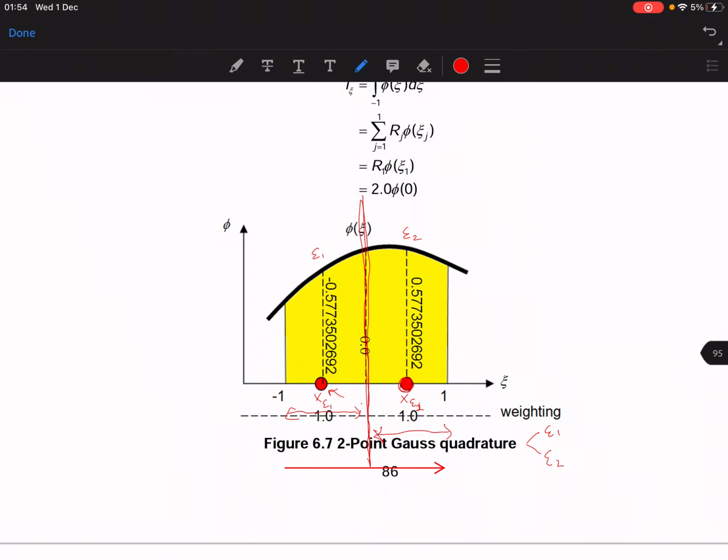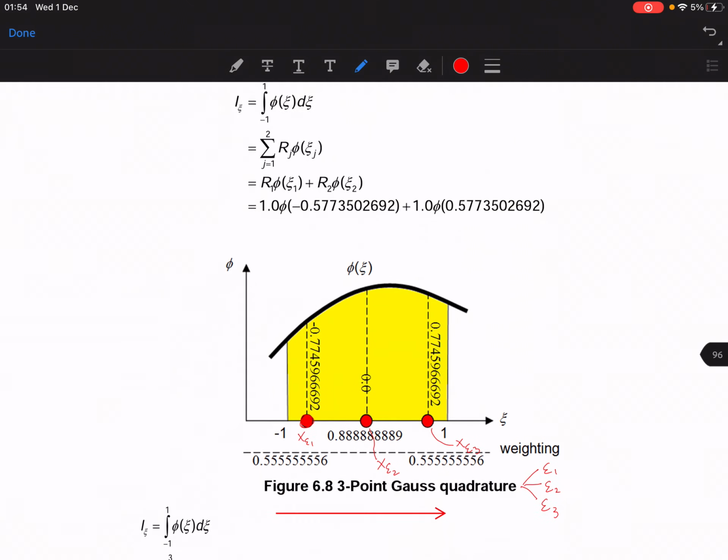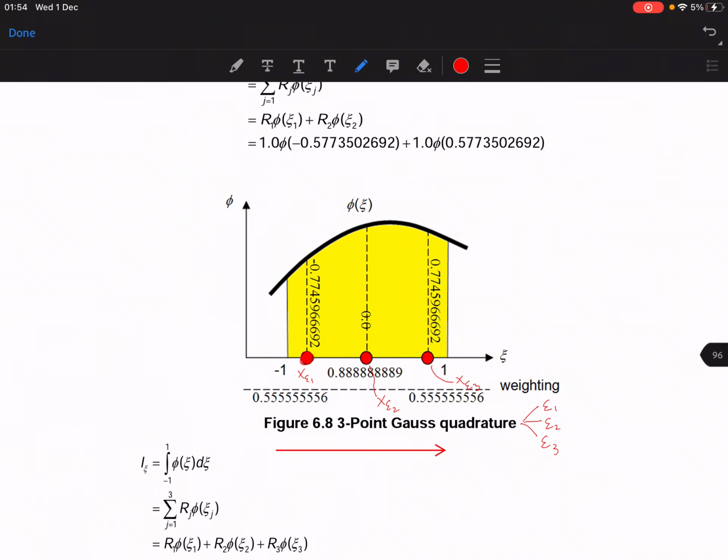So I guess now you can imagine for 3-point Gauss quadrature, the first point is going to be between the center of between these two, which is here. So this is zeta 1, and here is the zeta 2, and this is zeta 3.